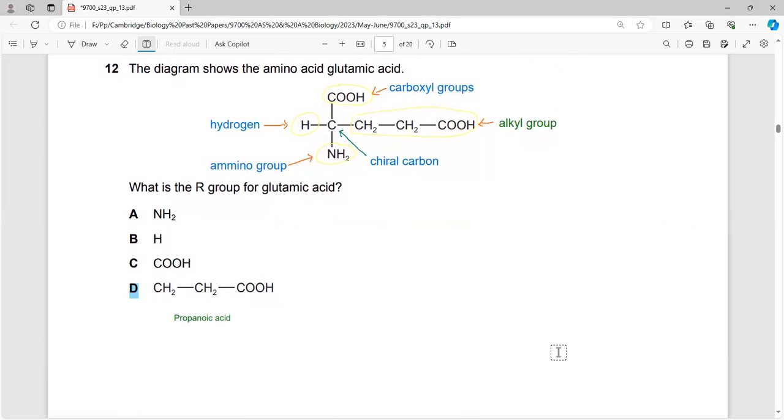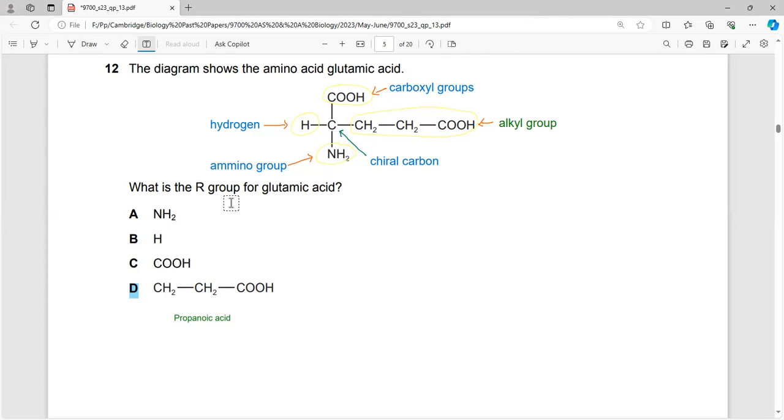Question number 12: the diagram shows the amino acid glutamic acid. There are 20 different amino acids that naturally exist, and the one thing that differs is their alkyl group. The other 3 groups are common. For example, the central carbon in an amino acid is called the chiral carbon. This chiral carbon is connected with hydrogen, a carboxyl group, and an amino group. The one group which is different in different amino acids is the alkyl group. So here we have the alkyl group.